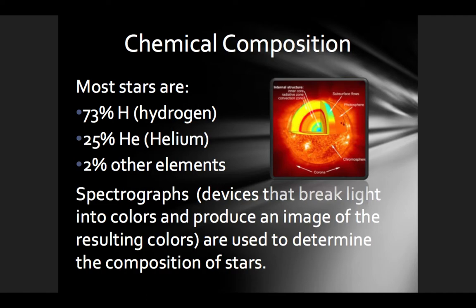And how do we know this? We use tools called spectrographs. And these spectrographs basically break down the light into colors that the star is producing, and then they produce an image of those colors, which then represent what different elements the star is made of. And you'll probably get more into that as you get into 7th and 8th grade science.